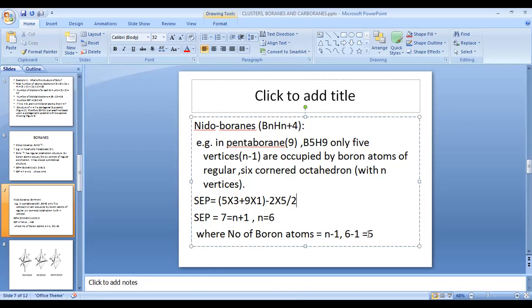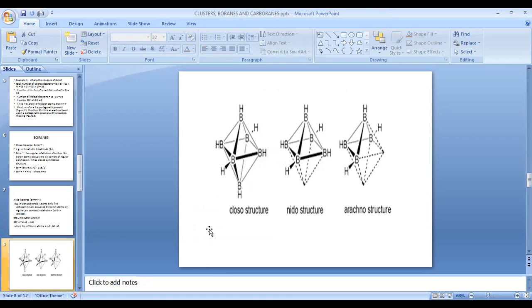With the help of n value, we can calculate number of boron atoms. Based on this n value, the vertices occupied by boron atoms are obtained by n, or n minus 1, or n minus 2. So on the basis of that, we can categorize the shape. We can categorize the boranes into closo, nido, and arachno. If n is equal to the number of boron atoms, then the shape will be closo. If n minus 1 equals the number of boron atoms, then that shape is nido.